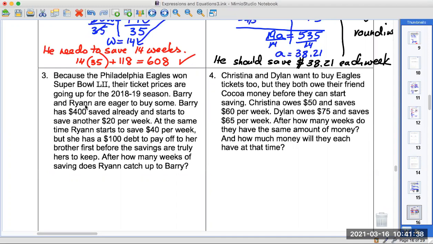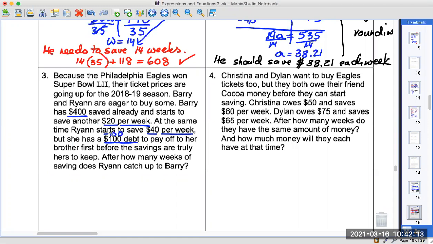Barry and Ryan are eager to buy some tickets. Barry has $400 saved already. That's his starting point. And starts to save another $20 per week. In your mind, already think, what does that expression look like? Okay. At the same time, Ryan starts to save $40 per week, but oh, it's a girl. She has $100 debt. So that's a negative 100.